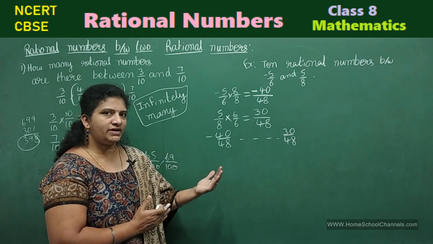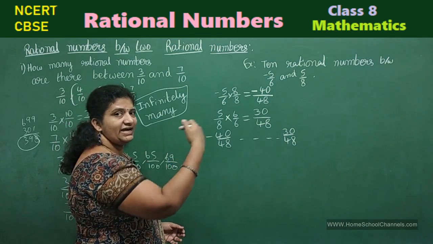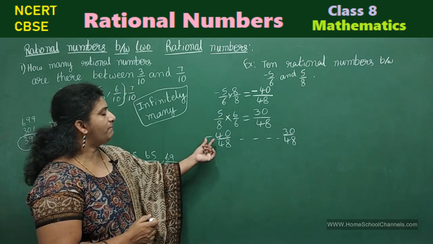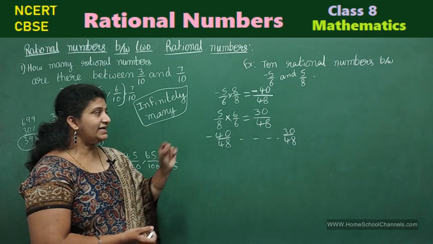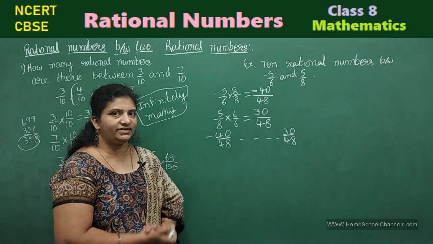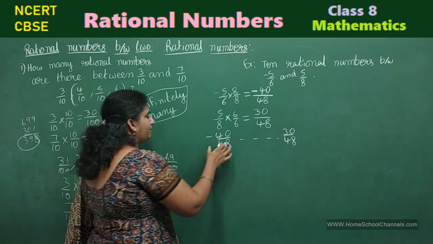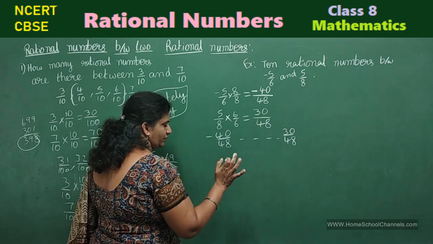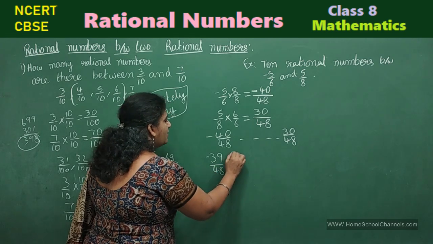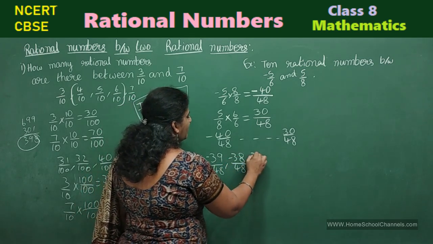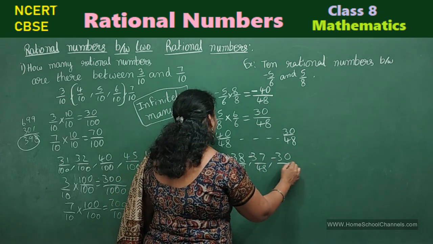Imagine here negative numbers towards the left side of 0 and positive numbers towards the right side of 0. Here minus 40 by 48 and here 30 by 48. Each division is 1 by 48, so you can write many numbers. Let us start writing the numbers in between. You should not write these two. I will write here minus 39 by 48, minus 38 by 48, minus 37 by 48, minus 30 by 48.